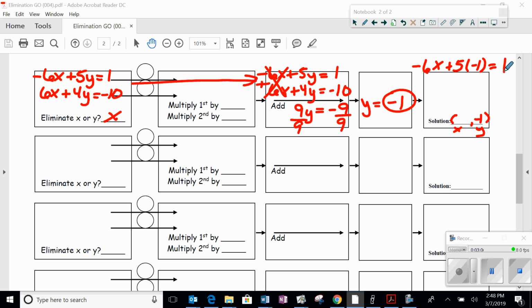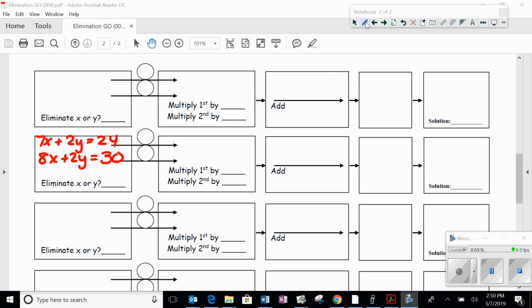Now you just follow order of operations and solve for x. So 5 times -1 gives me a -5. Bring down the -6x. I have to add 5 to both sides to get -6x equals 6. And finally, I'm going to divide by -6, and I get my x value equals -1. So for this problem, the solution is -1, comma, -1.